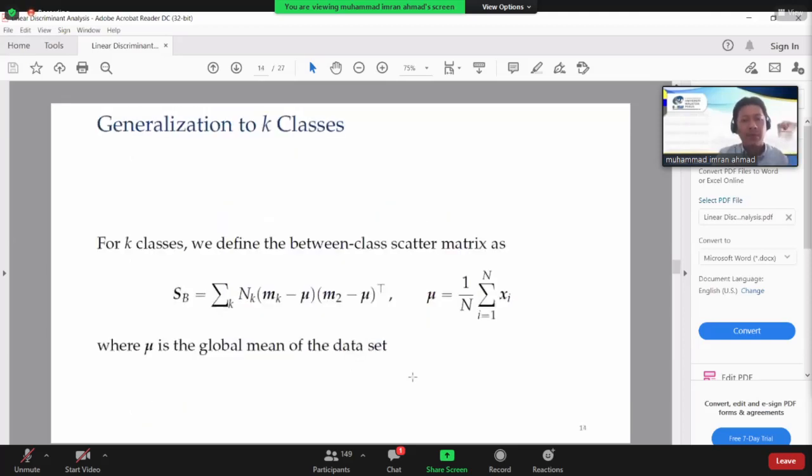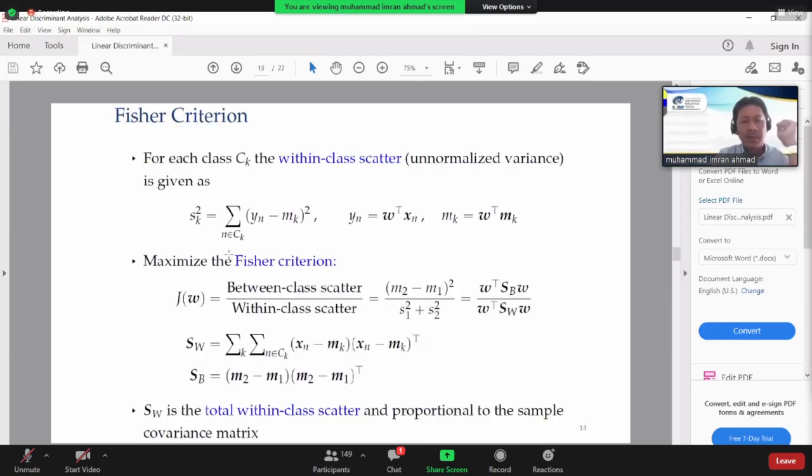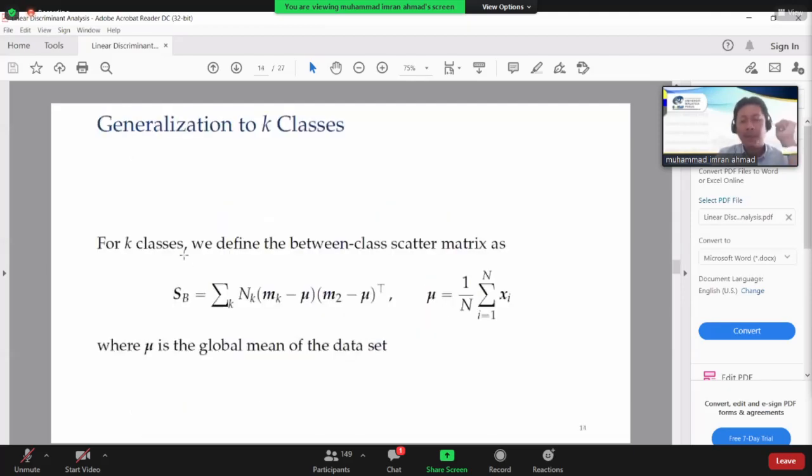All right. So for K classes, we define the between class scatter. Just now we have class 1 and class 2. How about if we have multiple classes? We have 10, 15, 20, 100 classes. We define the between class scatter matrix as SB equal to the sum of N_K (M_K minus mu). Mu is the average of the whole class.